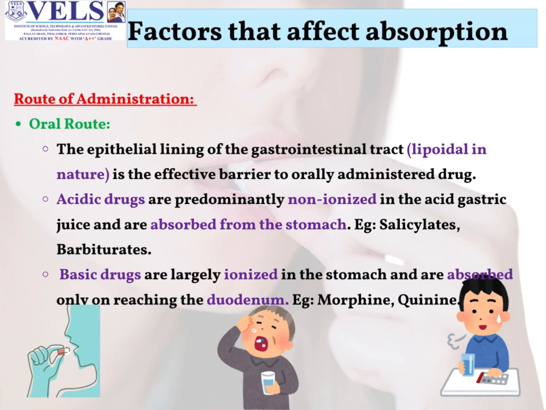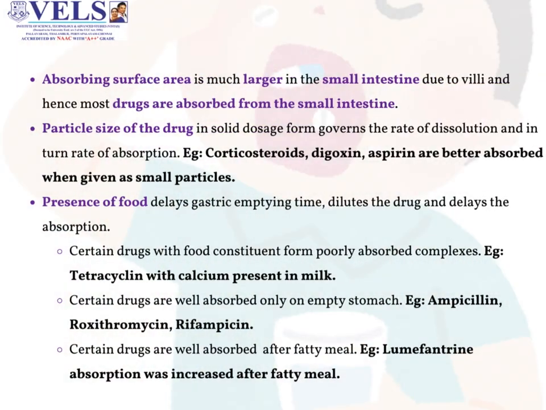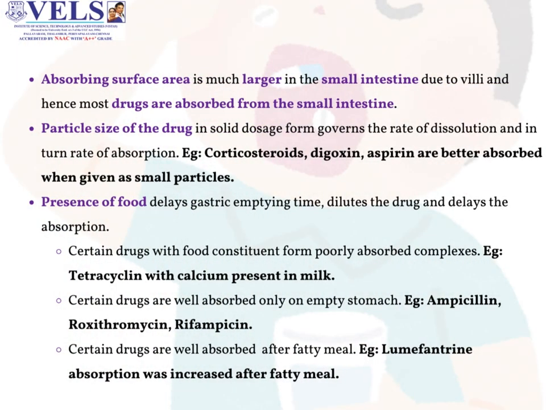and barbiturates. The basic drugs get ionized at the stomach pH, and so they are easily absorbed only on reaching the duodenum. Examples of this type of basic drugs include morphine and quinine. The absorbing surface is larger in the small intestine, particularly due to the presence of the villi, and hence most of the drugs are easily absorbed from the small intestine.